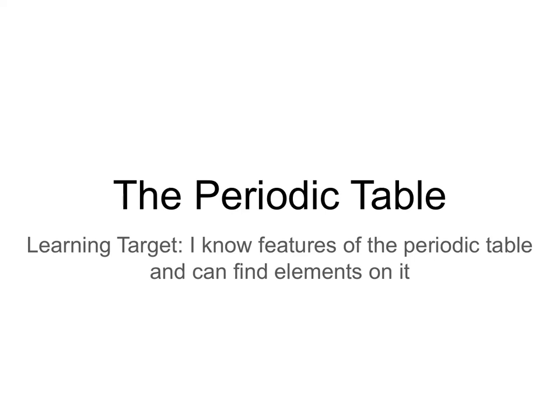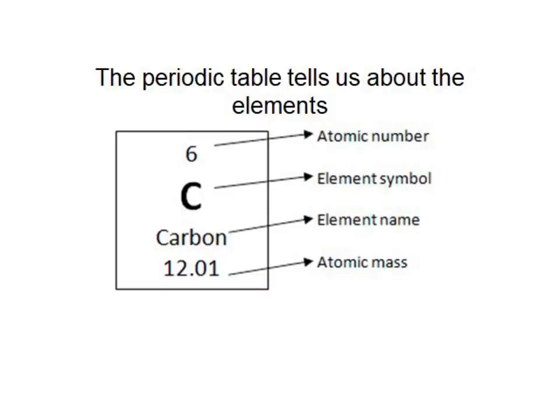This lesson is going to be about the periodic table, and the goal of this lesson, the learning target, is to know the features on the periodic table, like the groups and periods, and to be able to find elements on the periodic table. So remember that the periodic table tells us some specific information about our elements.